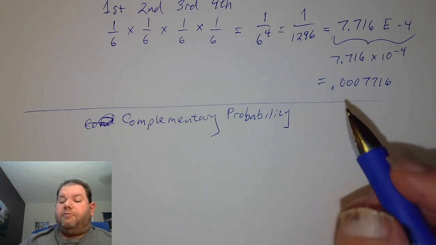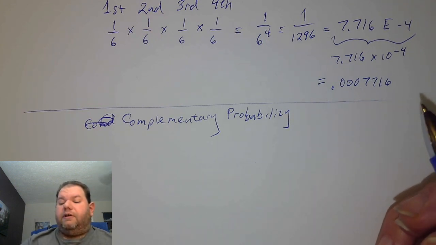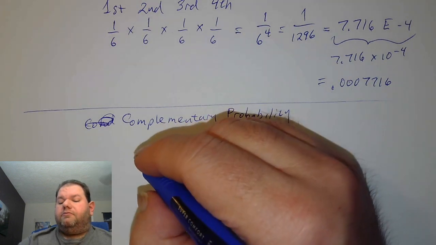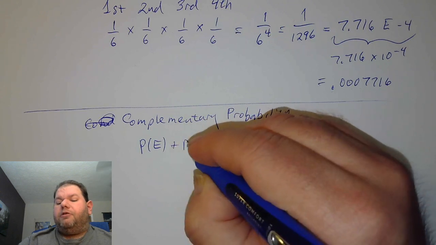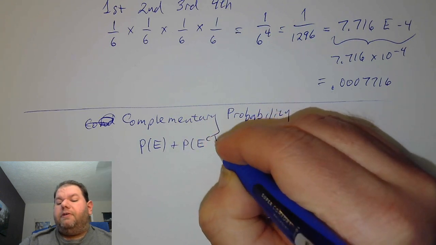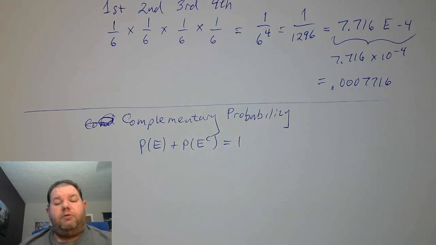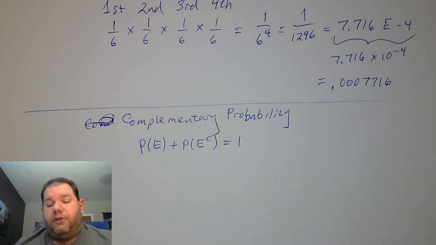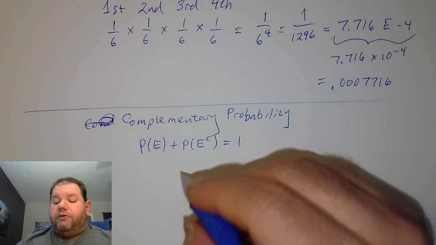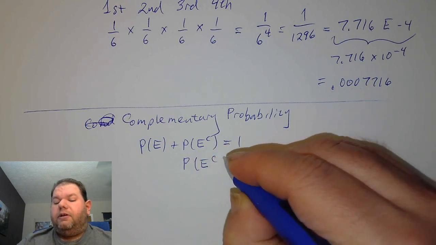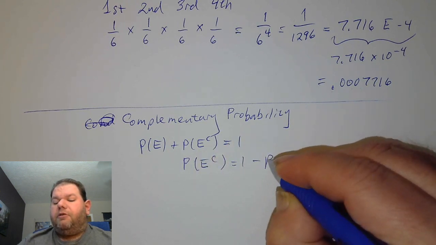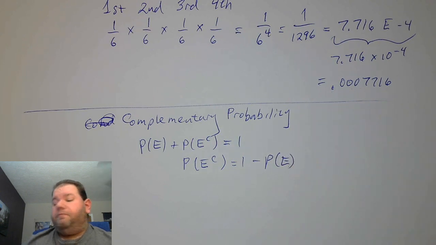Now, complementary probability says that the probability of E plus the probability of E complement is equal to 1. And that's where we ended last time. And we said that we could turn that around and say the probability of E complement is equal to 1 minus the probability of the original event E.